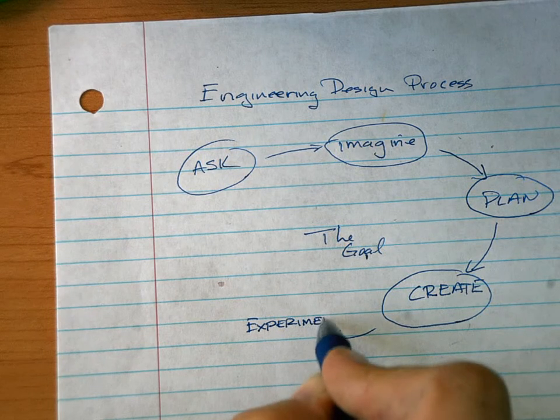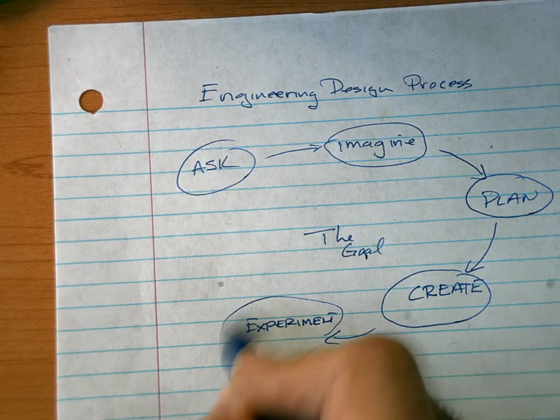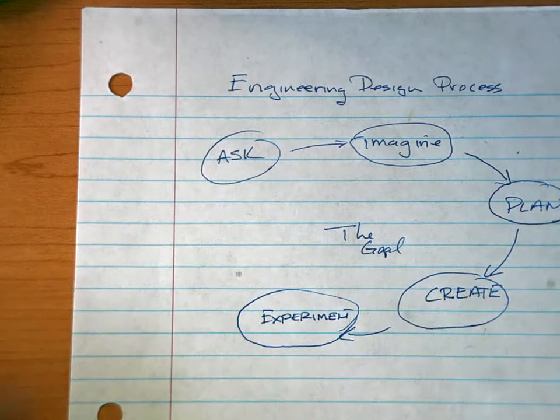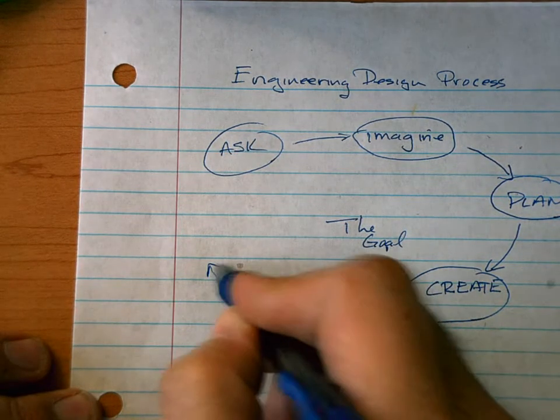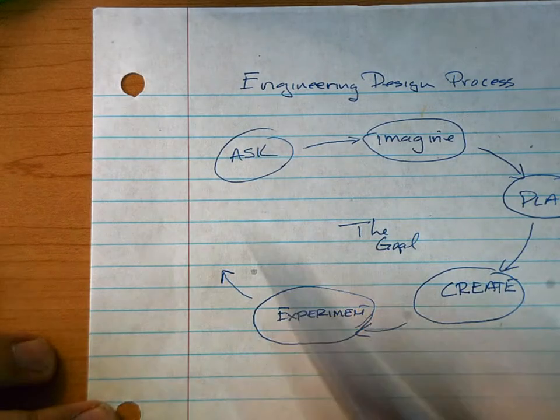Experiment. There we go. Experiment. And then as you experiment, you're going to put it on the floor and you go, oh shoot, the wheel falls over or whatever. Okay. Next thing, you improve.